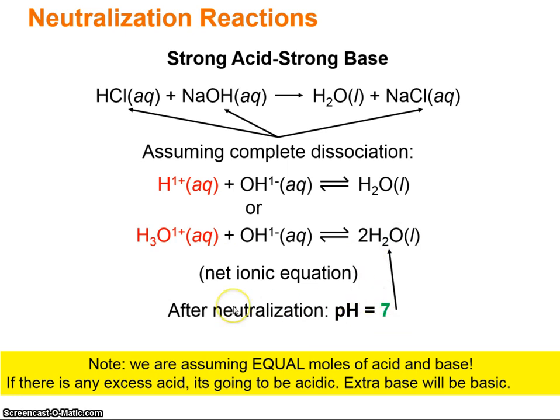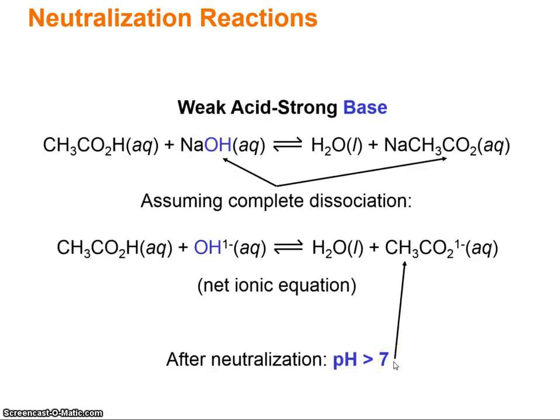At neutralization, when you've got equal moles of the strong acid and the strong base, and you mix them together, the pH will be 7. If there is any excess of the acid, it will be acidic. If there's any excess base, the solution will remain basic. What if I mixed a weak acid and a strong base together?